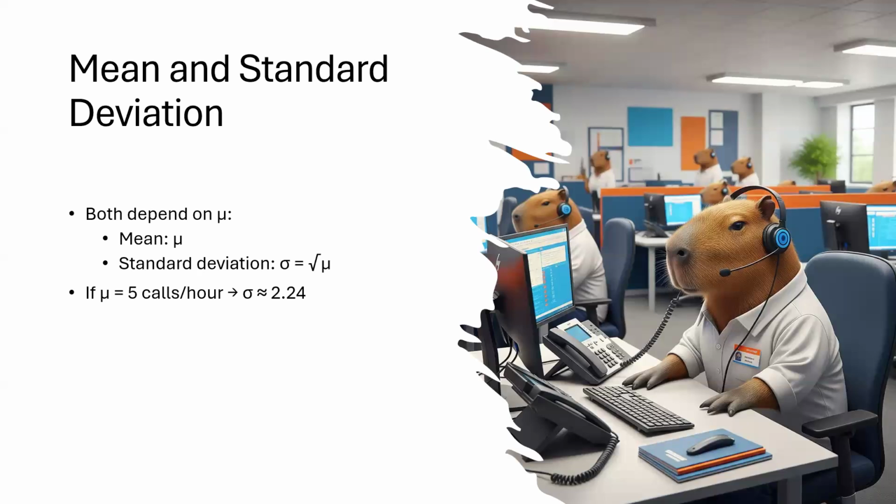One unique feature of the Poisson distribution is that the mean and variance are equal. Both depend entirely on mu. The mean is just mu, and the standard deviation is the square root of mu. If mu equals 5 events per hour, then the standard deviation is the square root of 5. This tells us how much variability we can expect from 1 hour to the next. If mu is large, the standard deviation will be as well, meaning counts could fluctuate widely.